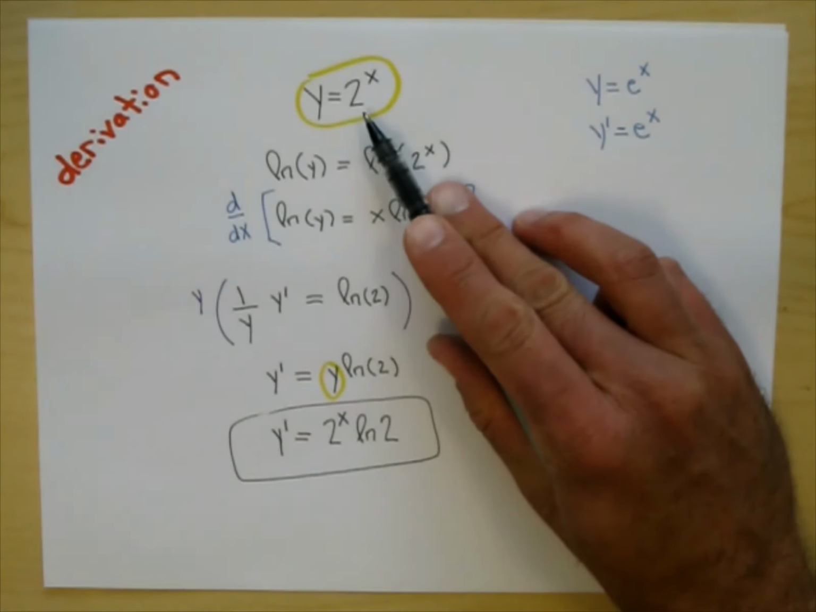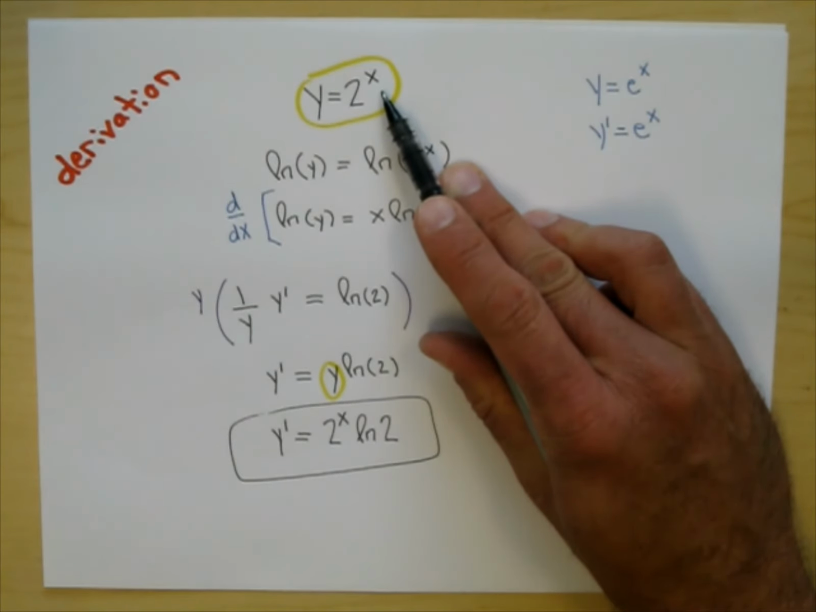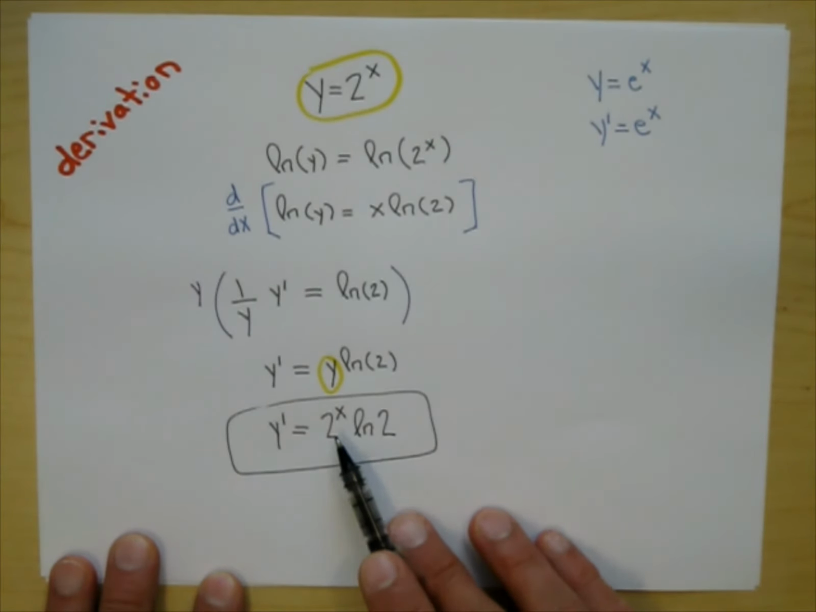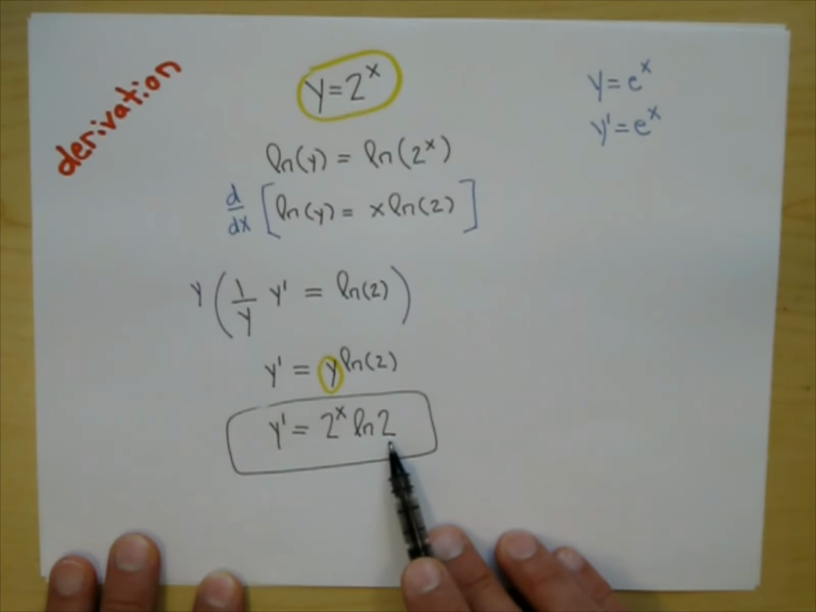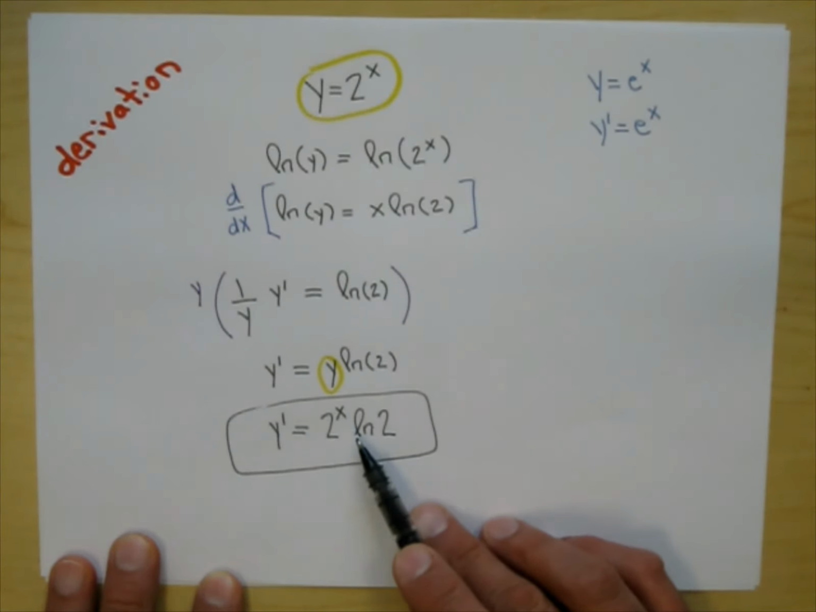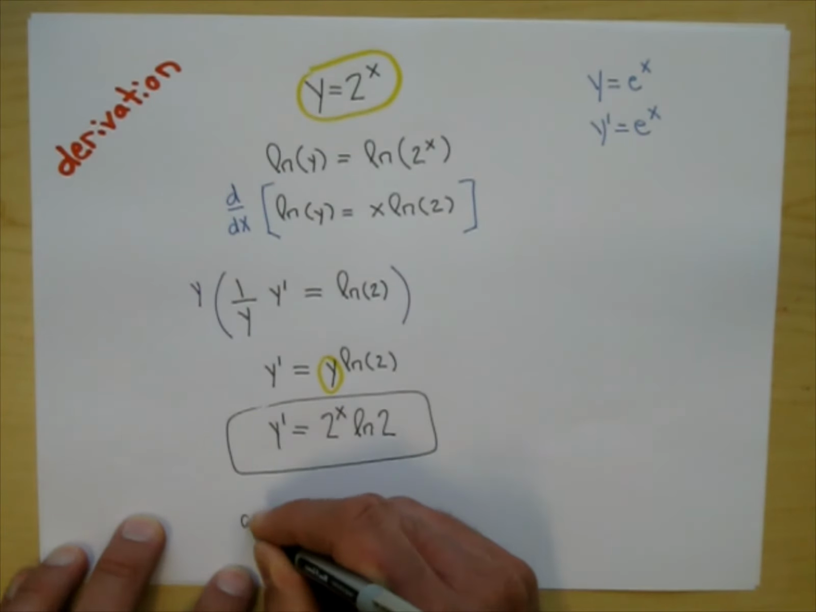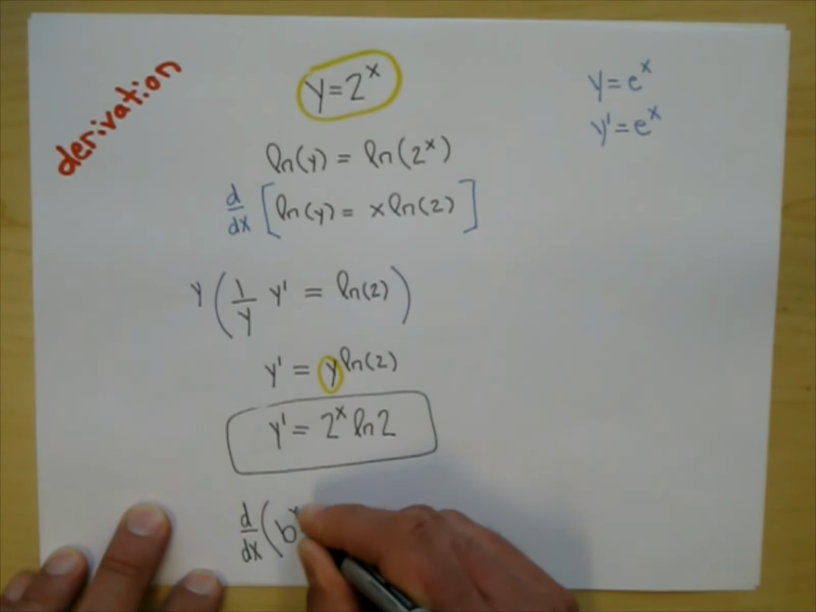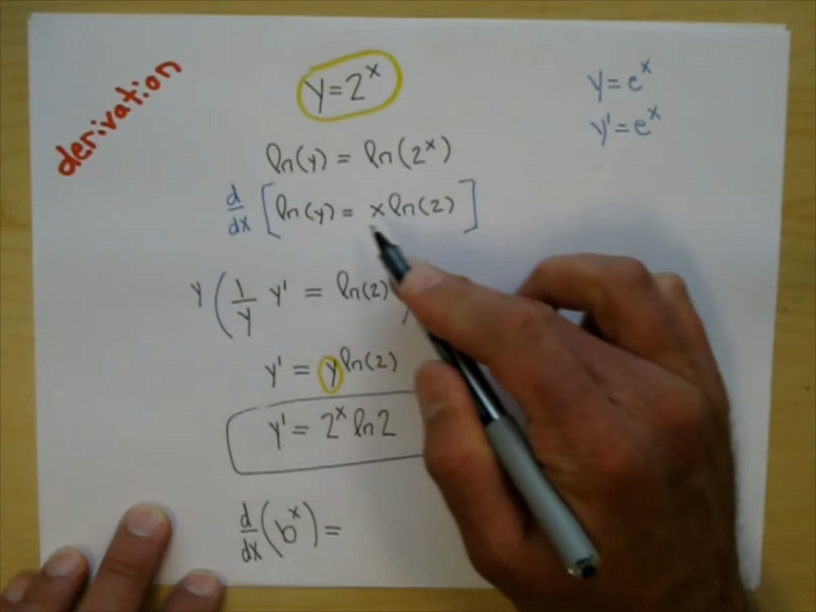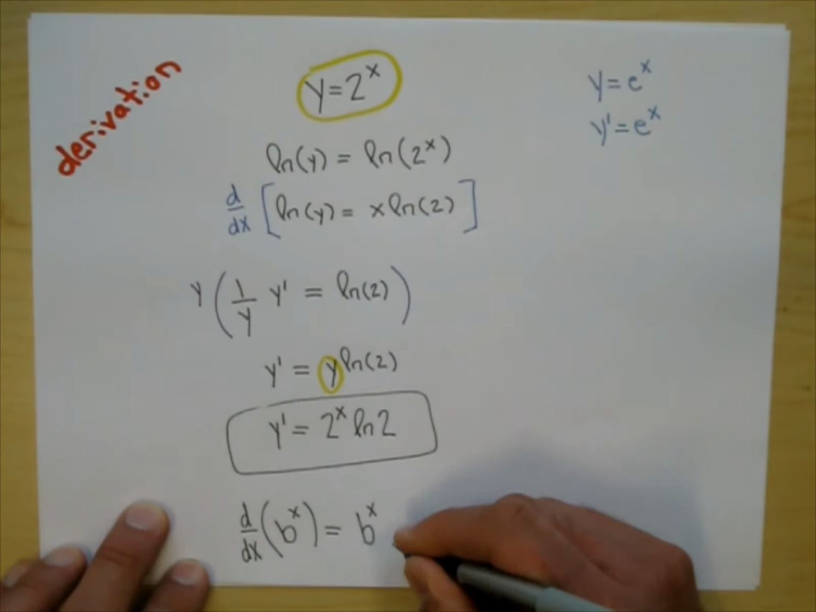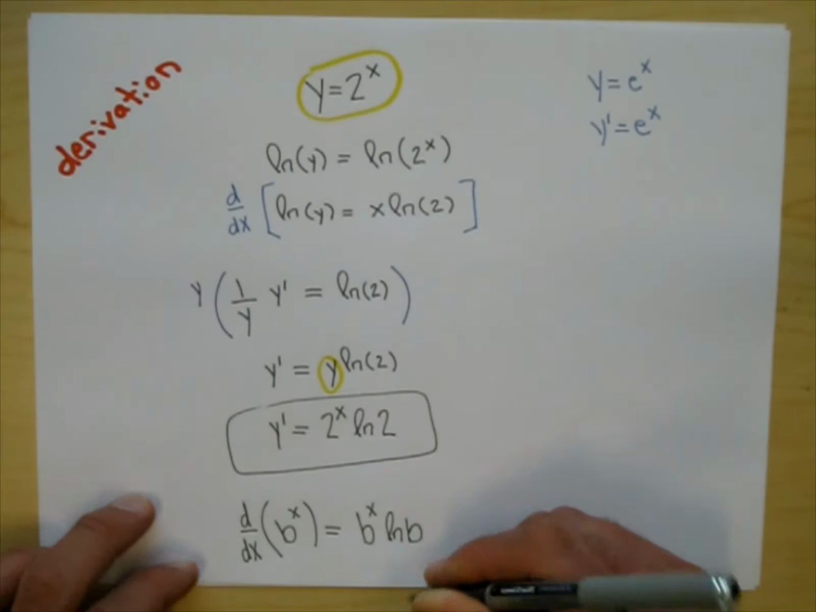So what if this had said 3 to the x? What would the derivative be without going through this mess if you just were looking at this? It would say 3 to the x, ln 3. I hate to do this again to you guys, but what if it had said 13 to the x? Well, then the answer would be 13 to the x, ln 13. So, if you have to take the derivative of b to the x, we just derive this using a 2 instead of a b. Then it's going to be b to the x ln b. So that's the big formula.